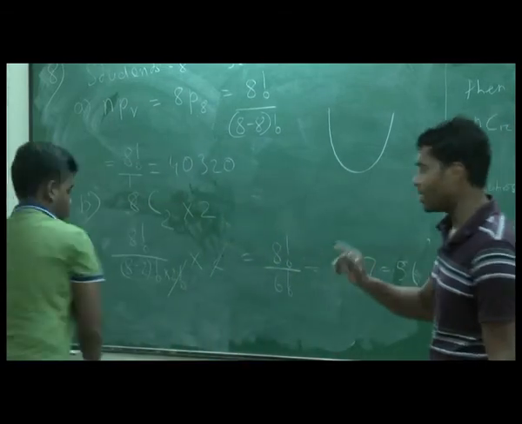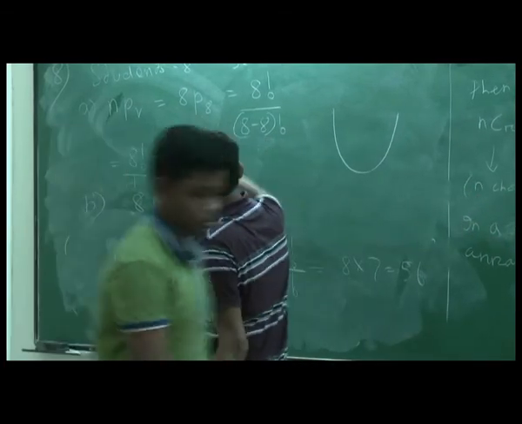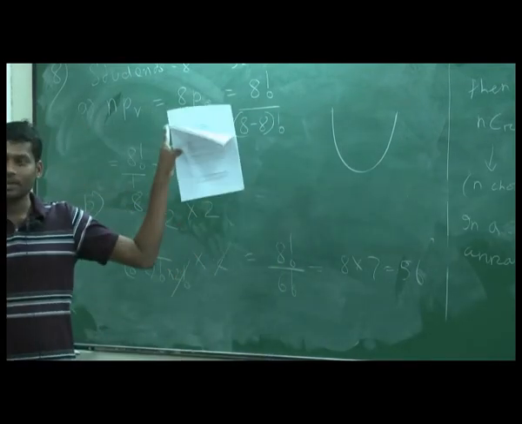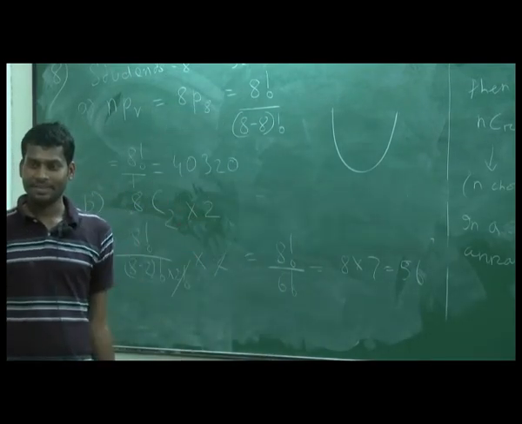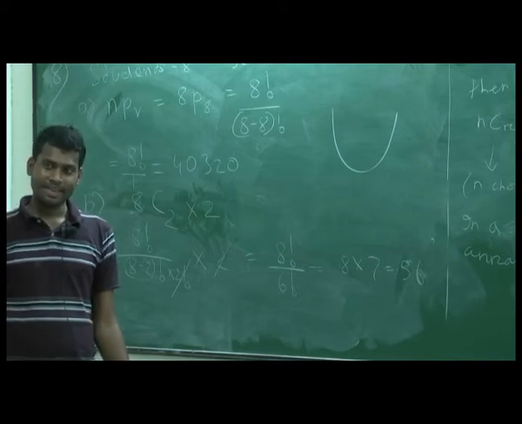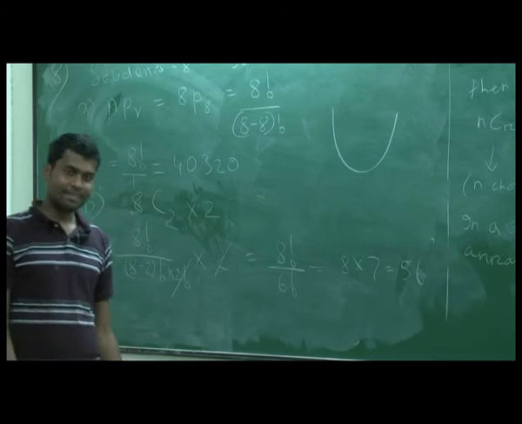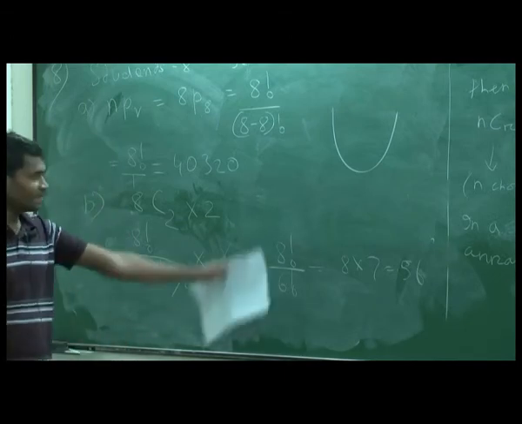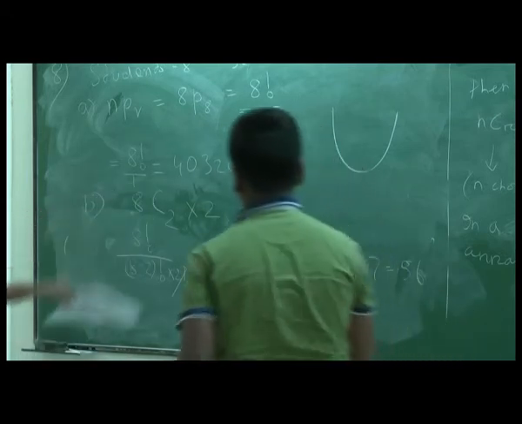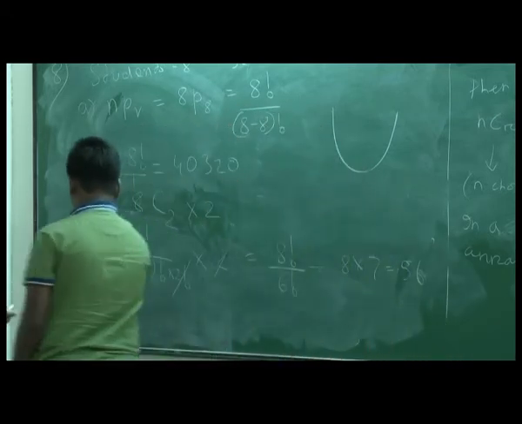Okay, one extra thing I am adding here. Suppose a president, a vice president, and a secretary also you have to choose, right? So how many different ways? We have to choose 8C3 into something.